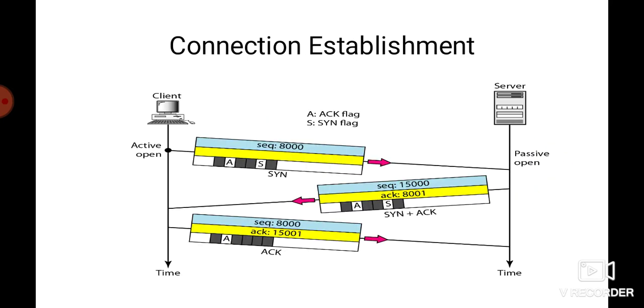A client which wishes to connect to an open server tells its TCP that it needs to be connected to that particular server. So the client is in the active open phase. TCP can now start the three-way handshaking process. Here we are using two timelines, one for sender and one for receiver, or one for client and one for server.